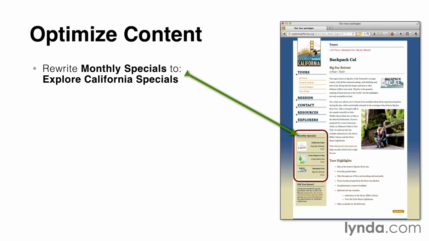Now, something else I want to look at are the monthly specials on the left-hand side of the page. Because, well, monthly specials, it's good, but it doesn't properly explain because any website can have the phrase monthly specials. Let's make it exclusive and specific to our company. And so we change that to Explore California specials. We can work in our brand name that also explains what kind of specials they are.